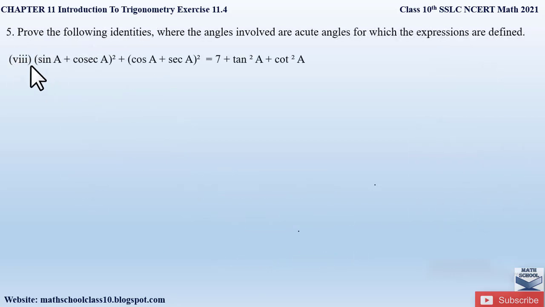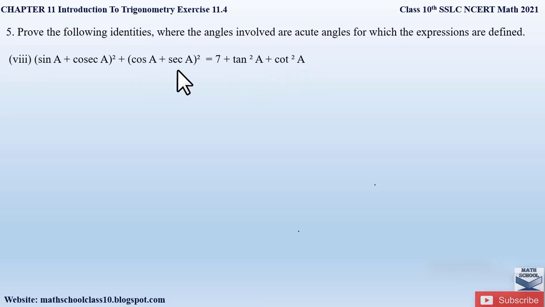So the 8th part of the question is given as sin A plus cosecant A the whole square plus cos A plus secant A the whole square is equal to 7 plus tan square A plus cot square A. So again we have to prove the left hand side is equal to right hand side. So here on the left hand side we have sine, cosecant, cos and secant values. So you must be wondering whether we can change this cosecant and secant as 1 by sine and 1 by cos to bring it in terms of tan square A and cot square A.